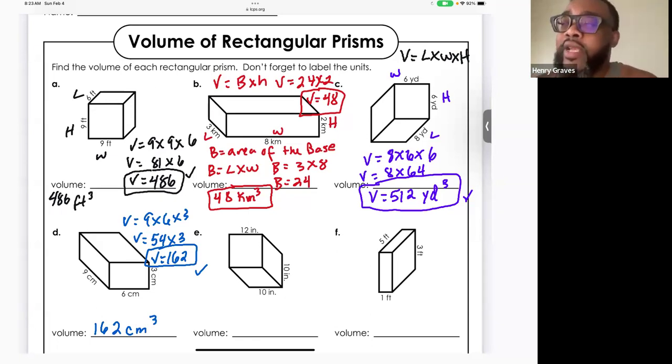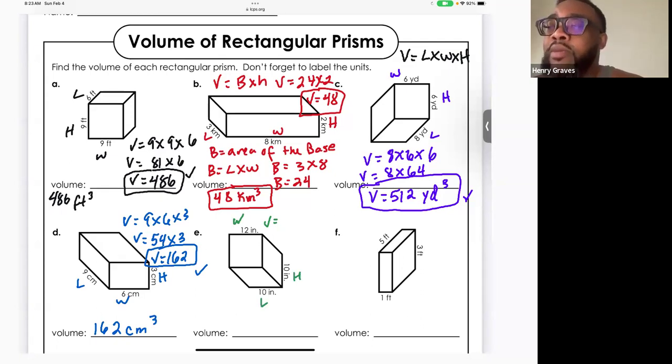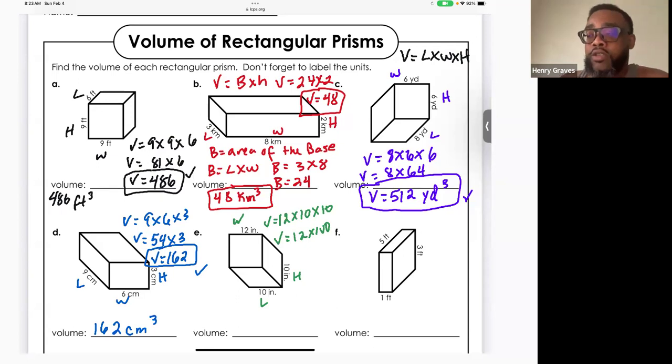All right, on letter E, you have 12 times 10 times 10. Oops, I should have labeled those dimensions. This is my width, length, and my height. Okay, this is my width. This is my length, and this is my height. There we go. So it's going to be 12 times 10 times 10. So my volume is going to be 12 times 100. So my volume is going to be 1200. So it's going to be 1200 inches cubed.